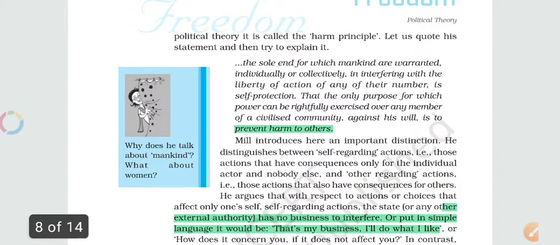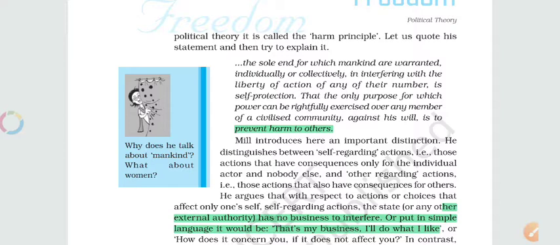As we have to read this, the statement: the sole end for which mankind are warranted, individually or collectively, in interfering with the liberty of action of any of their number is self-protection. That the only purpose for which power can be rightfully exercised over any member of a civilized community against his will is to prevent harm to others.